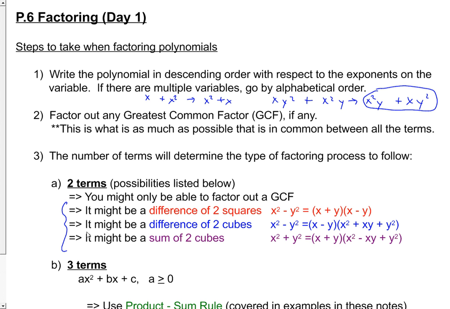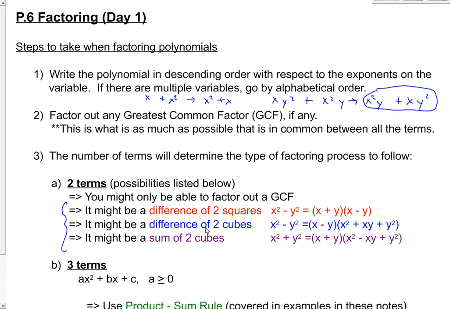And the special factoring formulas are the difference of 2 squares, and if we have some expression, it's not just x and y, these are just variables showing any possible value. So any value squared minus any other value squared, then that's a difference of 2 squares. And the factoring for that is x plus y and x minus y.